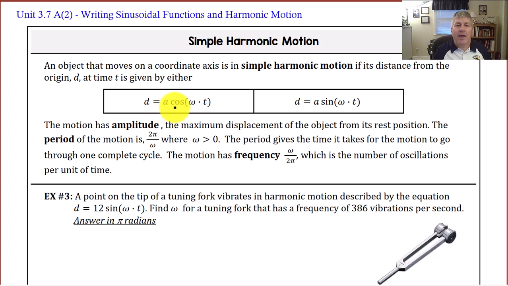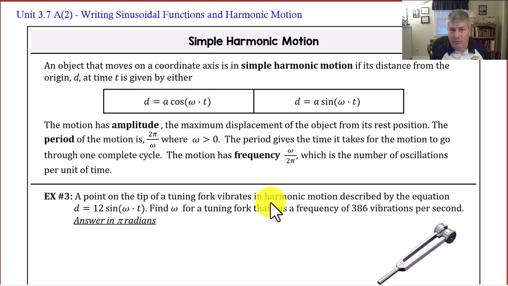d equals a cosine of omega times time, it's a lowercase omega there, and d equals a times sine omega times time. The motion will have amplitude, which is the maximum displacement of the object from its rest position. The period of the motion is 2 pi over omega, where omega is greater than 0. And the period gives the time it takes for the motion to go through one complete cycle.